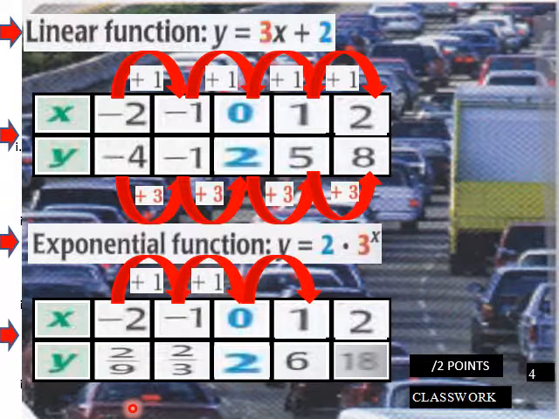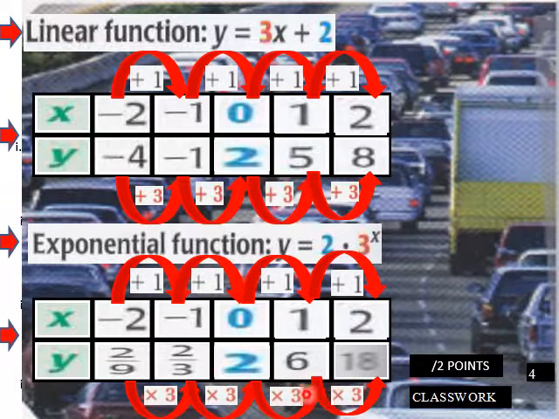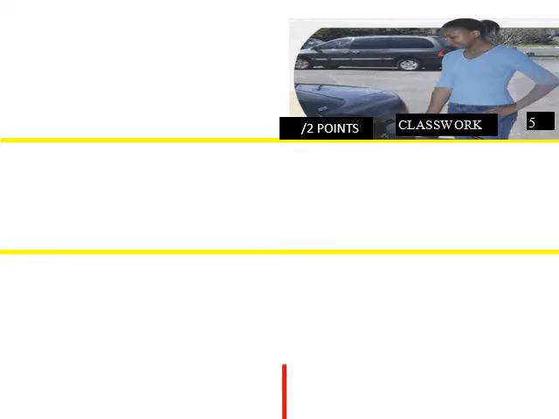So what do we got here? We got a difference of 1, 1, 1, 1 in our domain, still the same difference. What about our output? It is multiplied by 3 here, multiplied by 3 here, multiplied by 3 here, and then multiplied by 3 here. What's going on here?